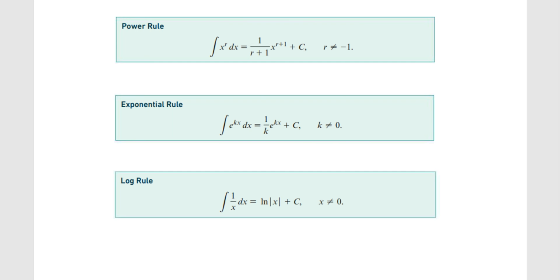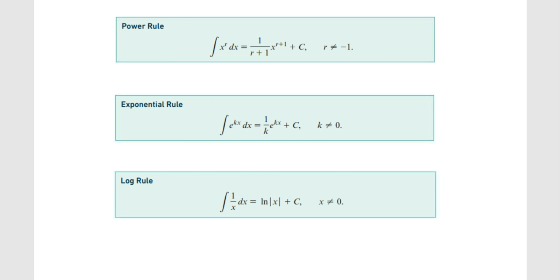First one is the power rule. So if we're taking the integral of x to the r, where r is a number not equal to -1, so the integral of x to the r dx, what we have to do is add 1 to the exponent and then divide by that new exponent. And notice that all of these have plus c, just for the same reason why we mentioned before. So it's the exact opposite of the power rule that we use for differentiation.